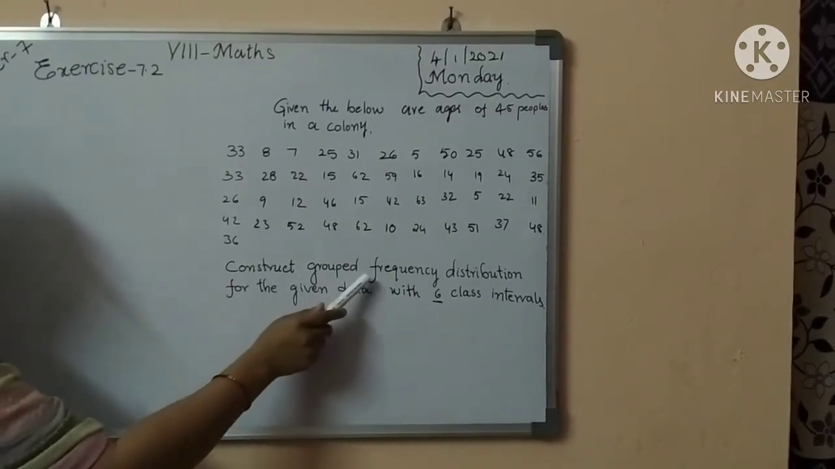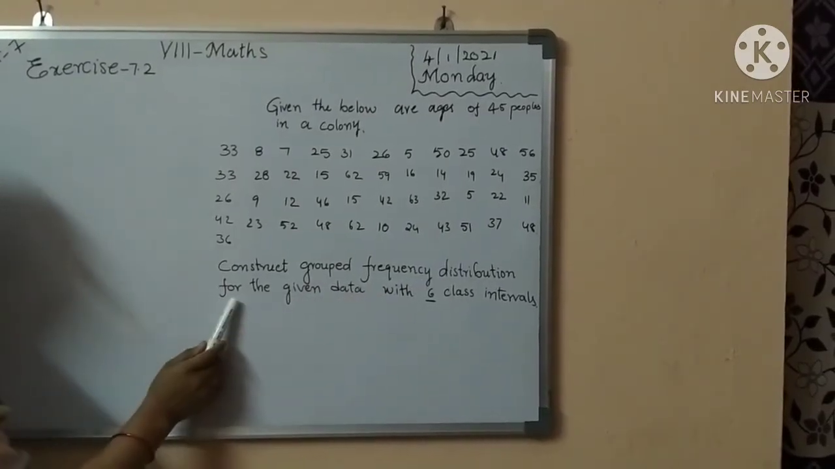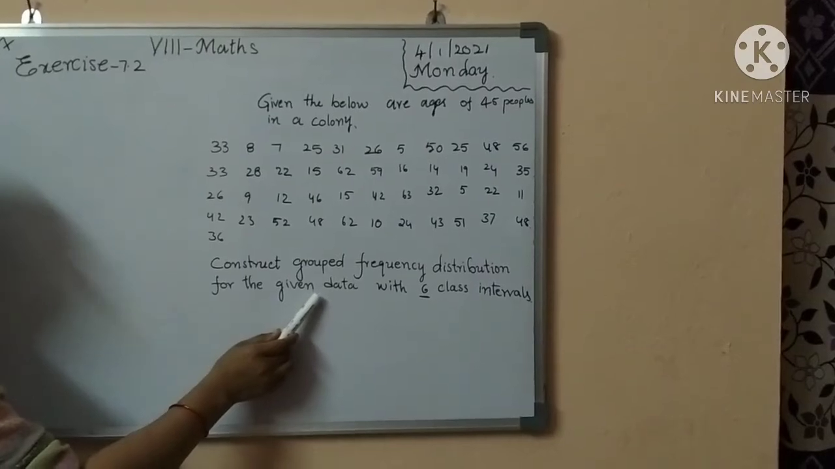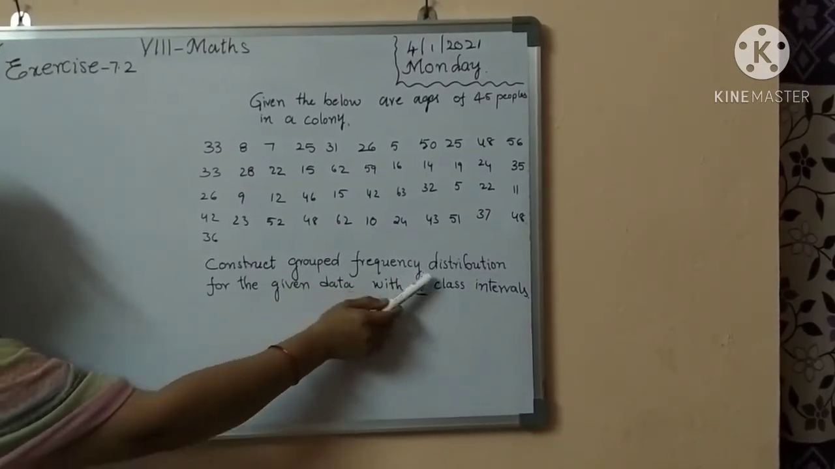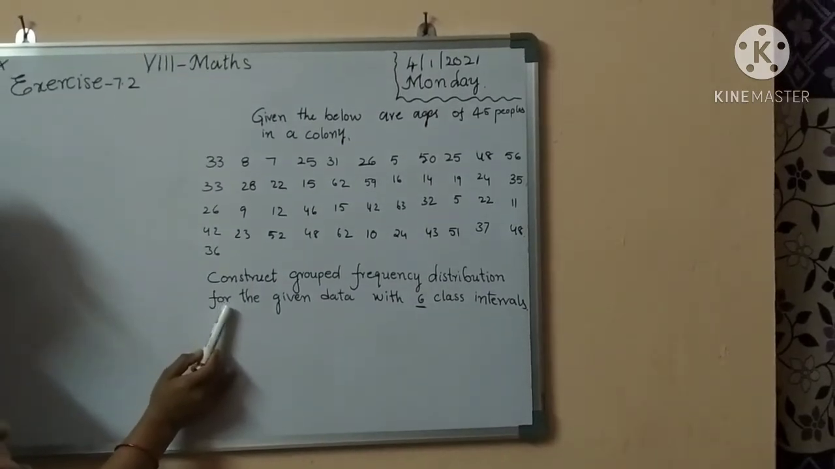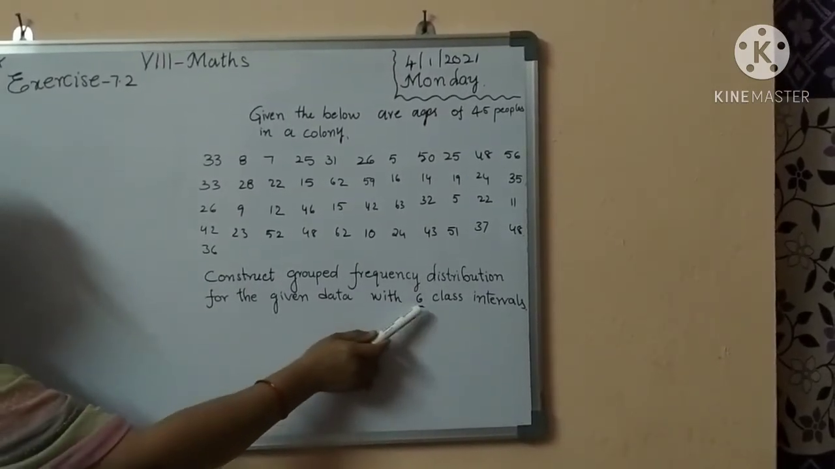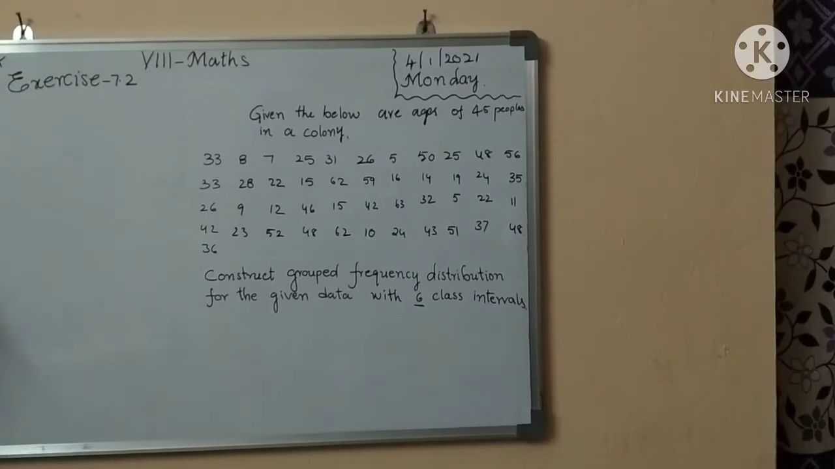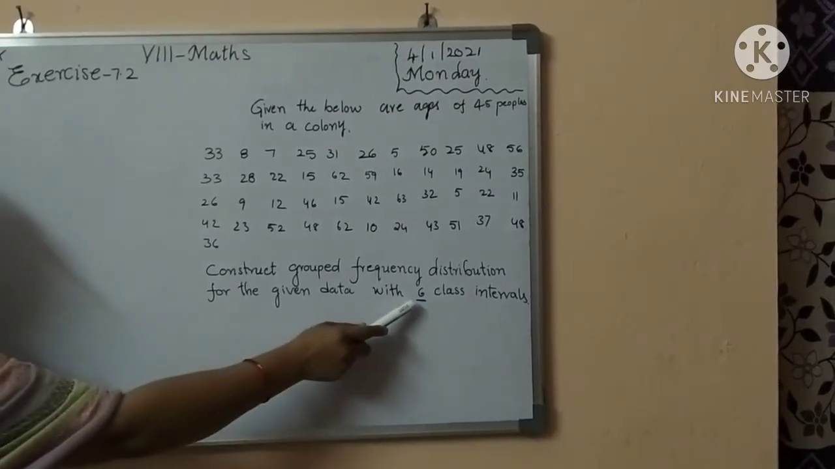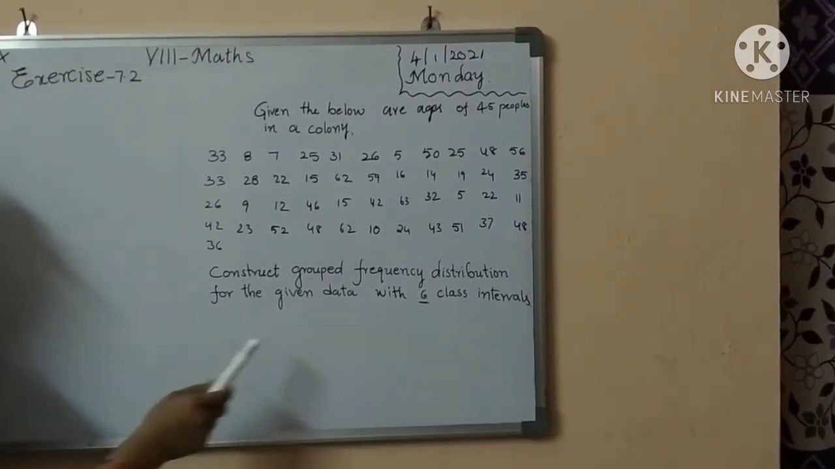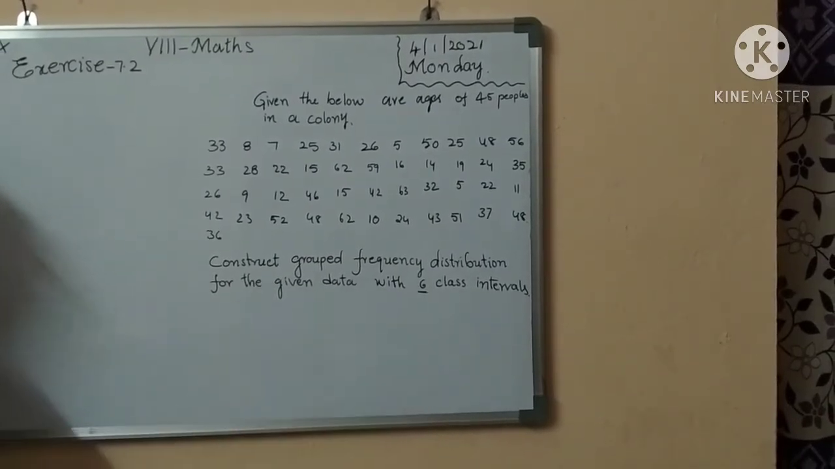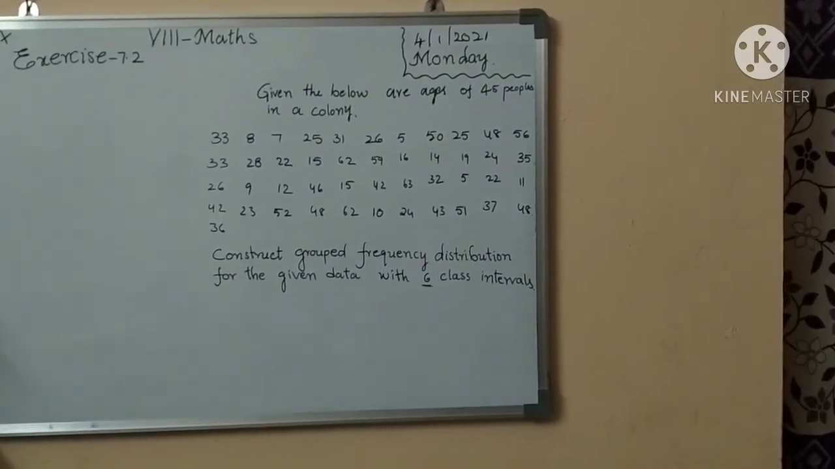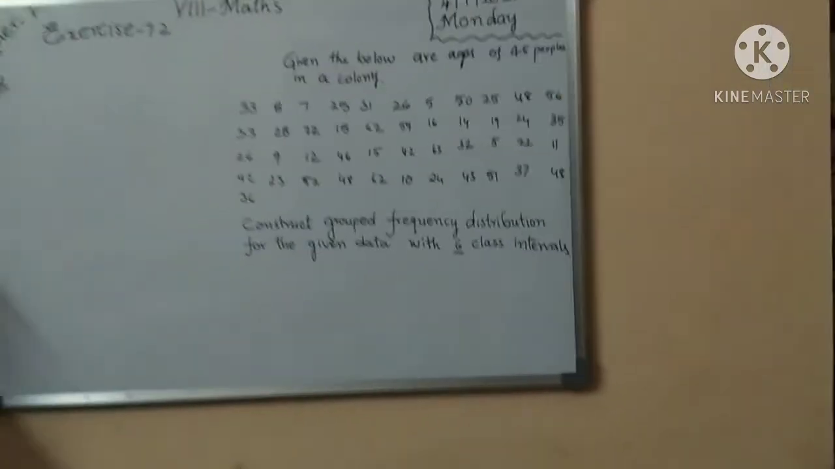Construct a grouped frequency distribution table for the given data with 6 class intervals. How many class intervals are there? 6. It is already given how many class intervals we have to take. So here it is 6. Okay, first you find the range.